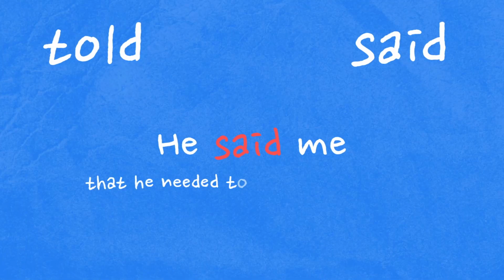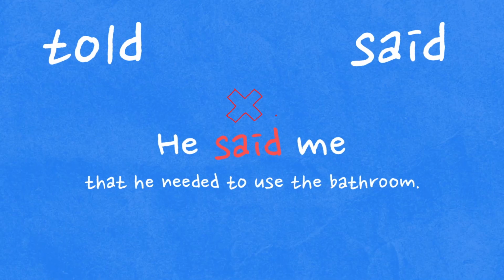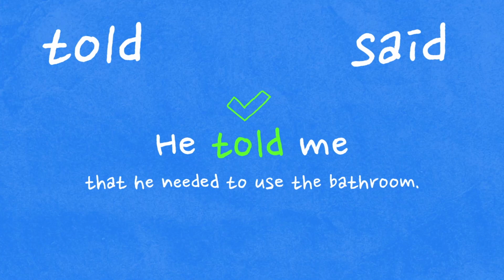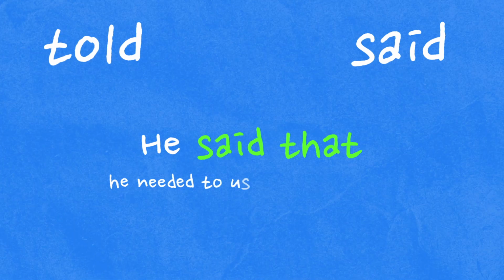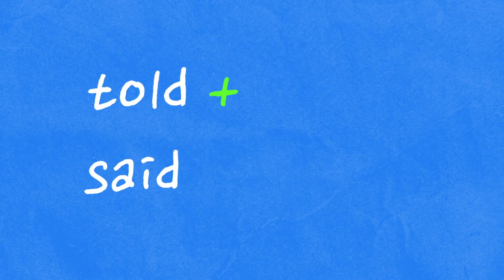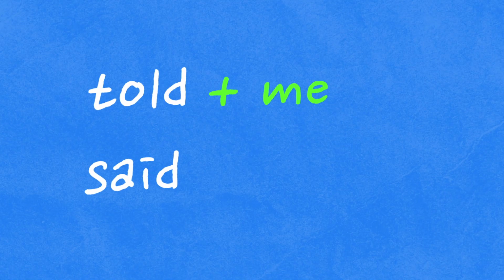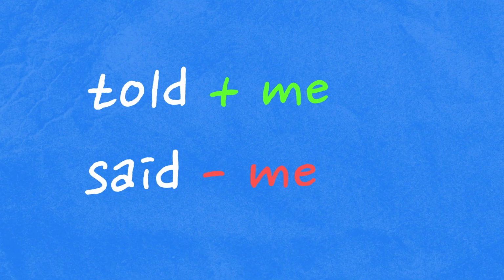So we never say, "He said me that he needed to use the bathroom." We always say, "He told me that he needed to use the bathroom." Or we could say, "He said that he needed to use the bathroom." So when we use told or said in reported speech, for these sentences to make sense, we have to add me after told and remove me after said.